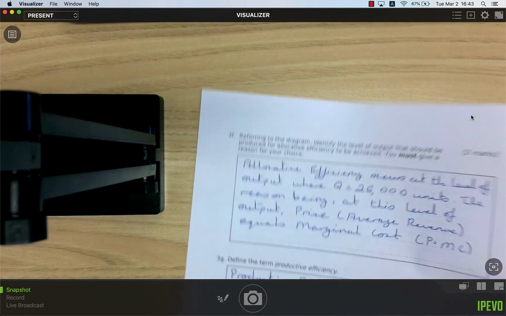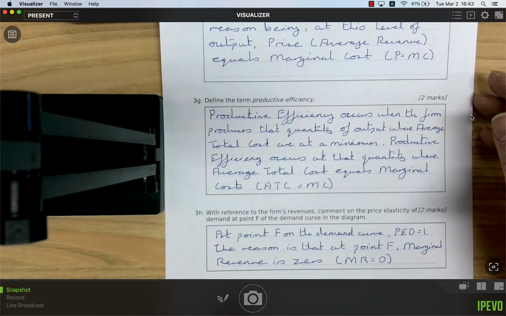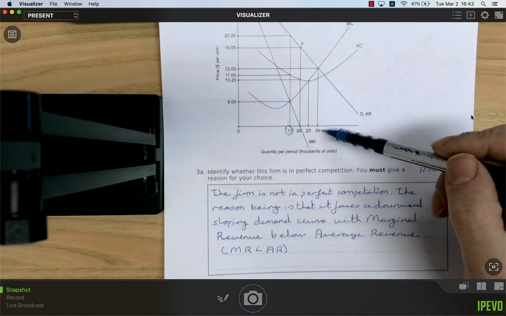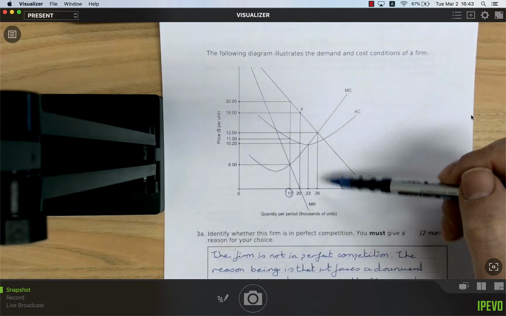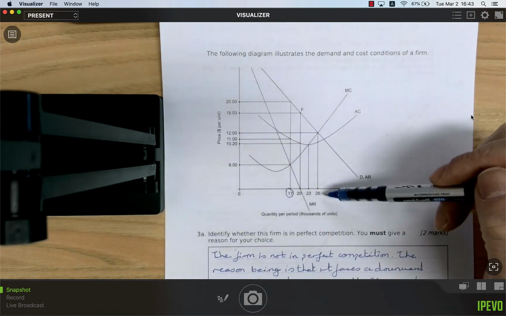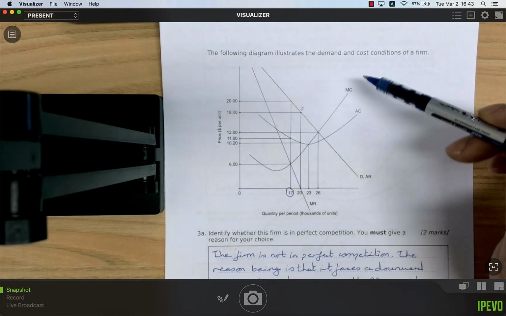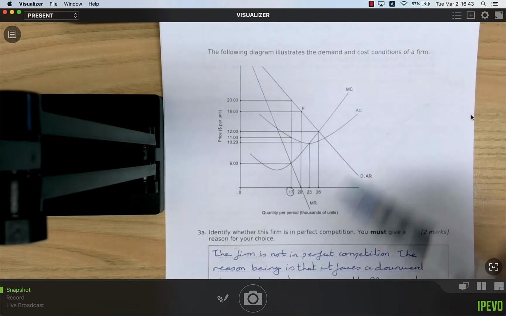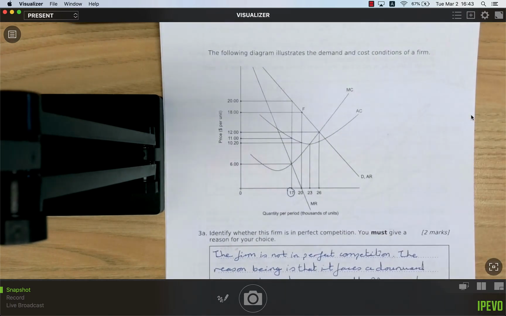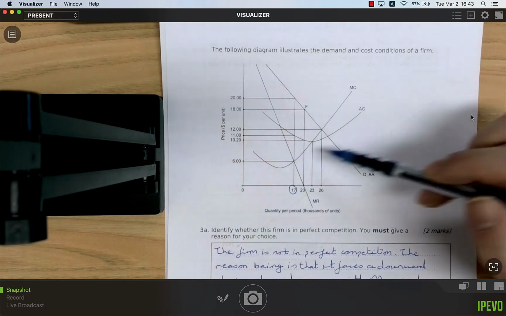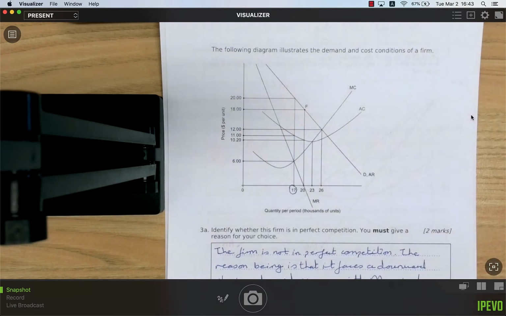Okay, so define the term productive efficiency. So again, what I'll say is this here, at this quantity where P equals 12 and Q equals 26,000, price equals marginal cost. Okay, that's what I want you to understand, because it's where the marginal cost curve touches the demand curve, because that's how you determine the price. Now, for productive efficiency, that's where MC crosses AC, and that's at 23,000. Okay, I want you to see that too.